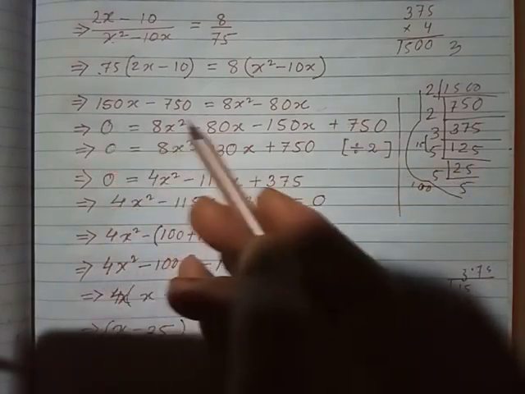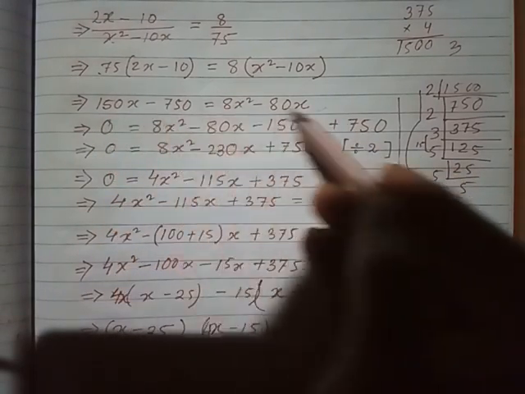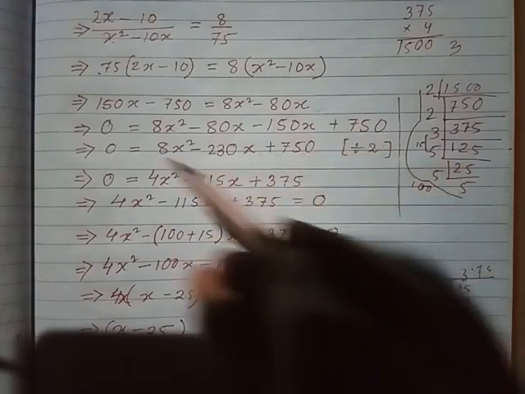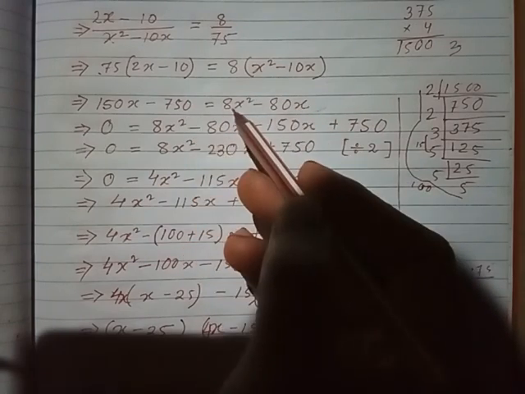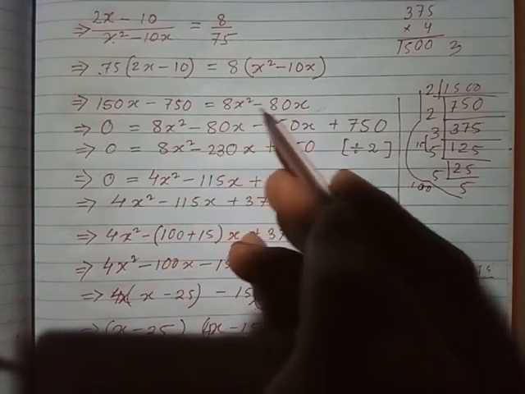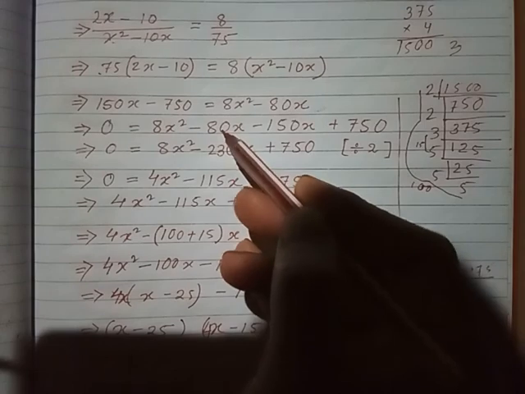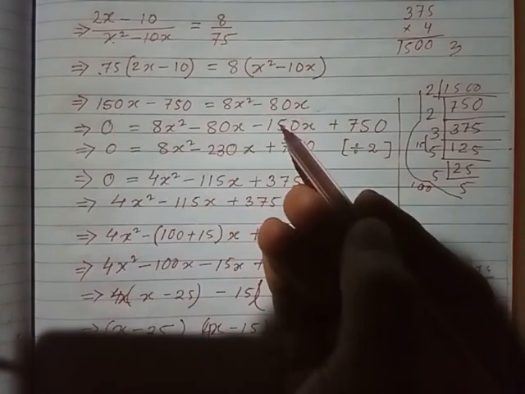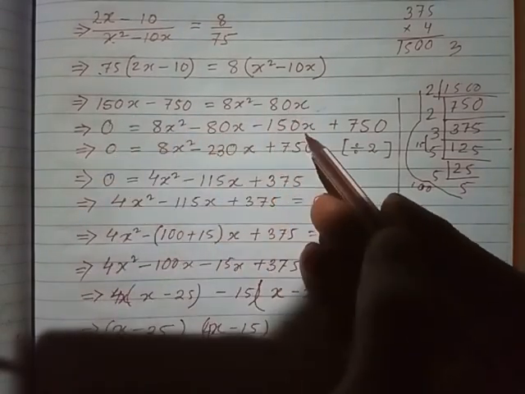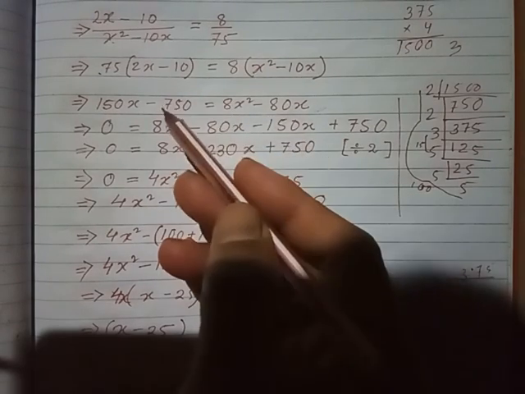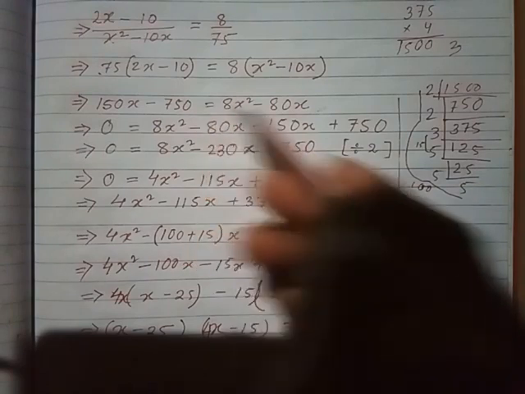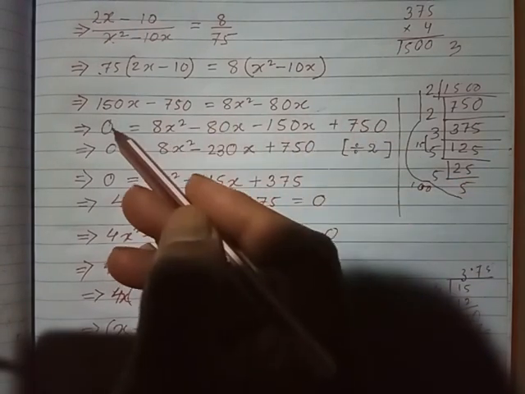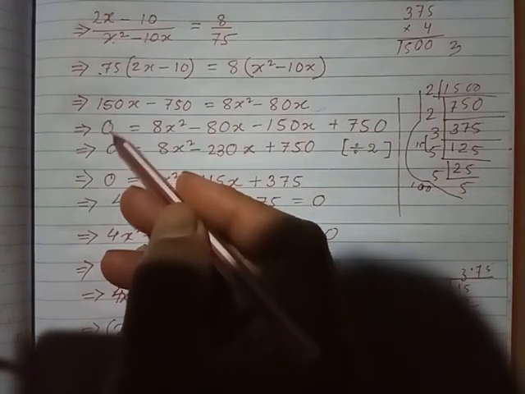And next, to make the equation standard, I take all the terms to the right side. So 8x square is remaining the same, minus 80x is remaining the same, 150x taking to the right side becomes negative, minus 150x, minus 750 takes to the right side, it becomes plus 750. In the left side nothing remains, that is 0.